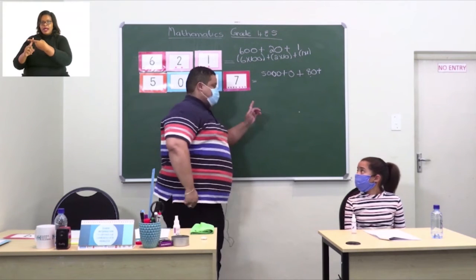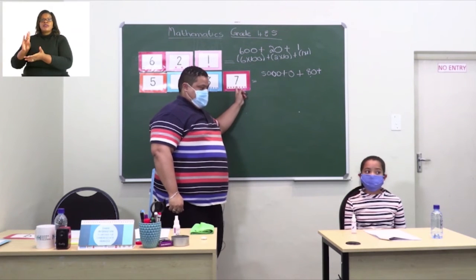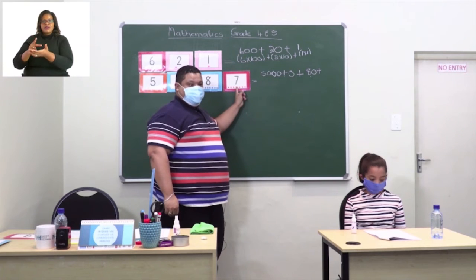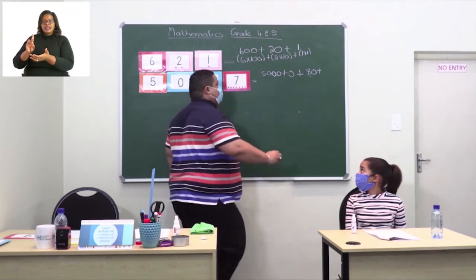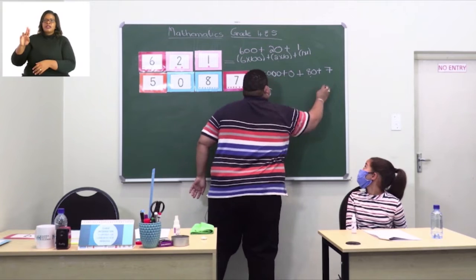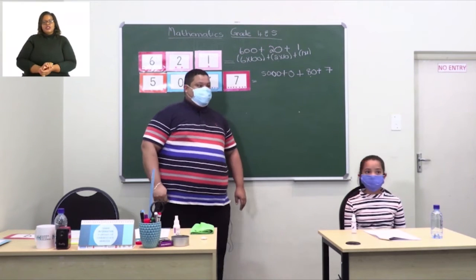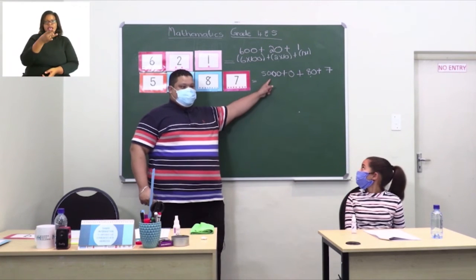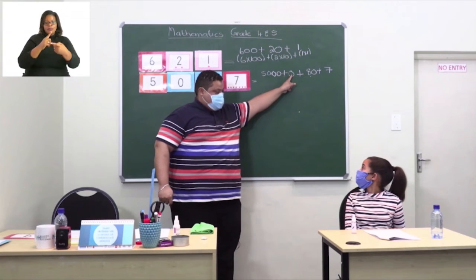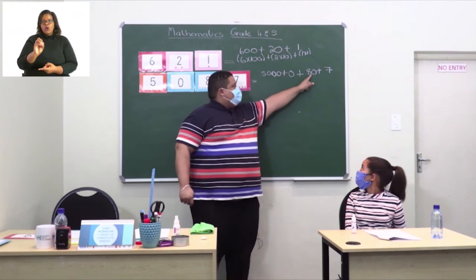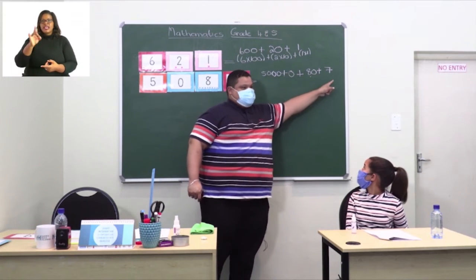Plus, what is the value of the 7? The value of the 7 is 7 because it's in the place of the units. So 5,087 is written as 5,000 plus 0 to show that we've got no hundreds, plus 80 plus 7.